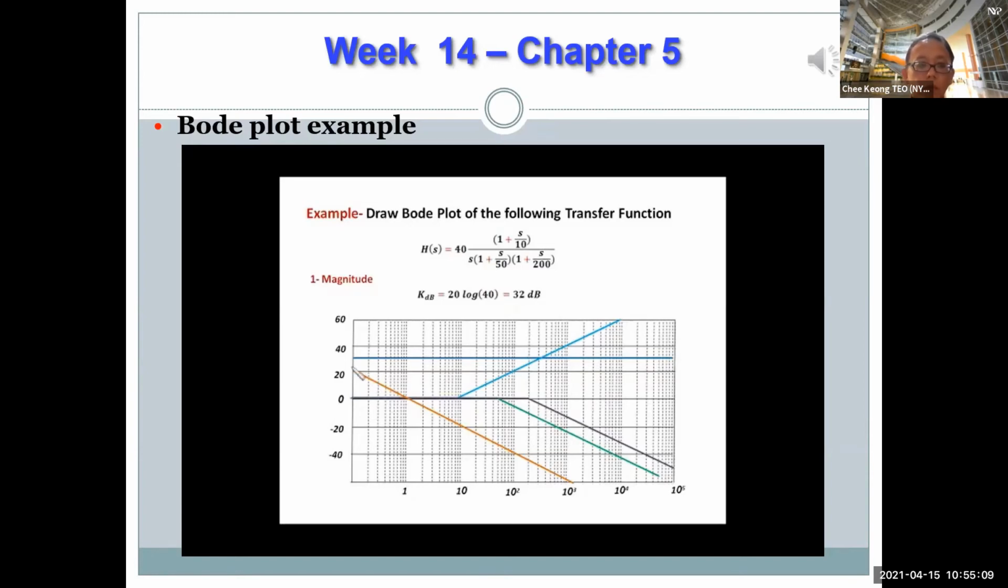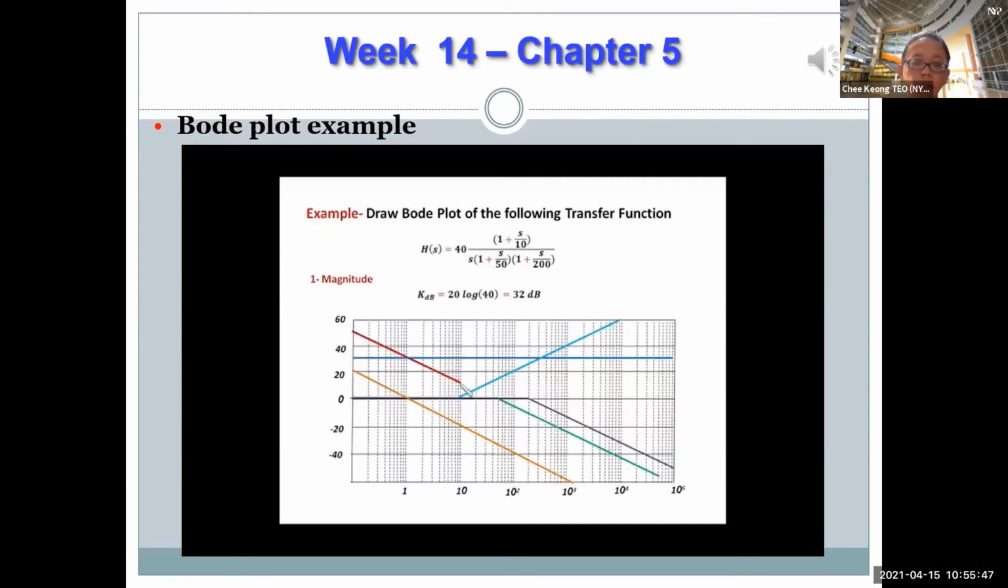So all I have to do is offset this line, which reads minus 20 dB per decade, to 32 dB. So it will go somewhere around this area where it's going to pass the 32 dB at the frequency equals 1. And this will continue going until I hit the first corner frequency, which is 10. Once I hit the 10, then it will flatten out. So let's draw this line where I will read minus 20 dB per decade until I hit the frequency 10.